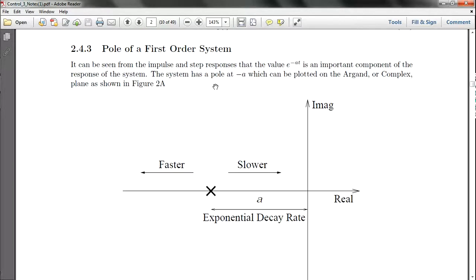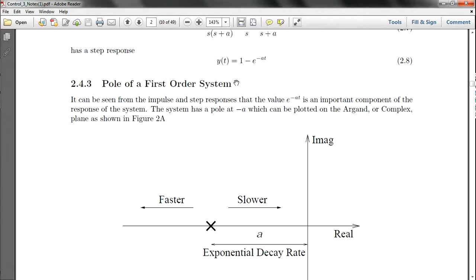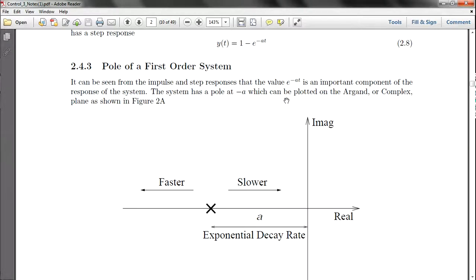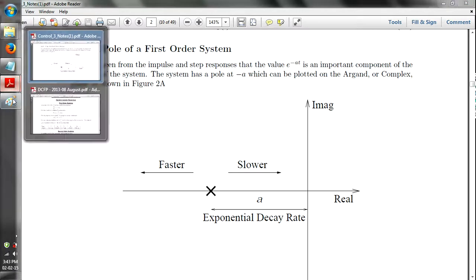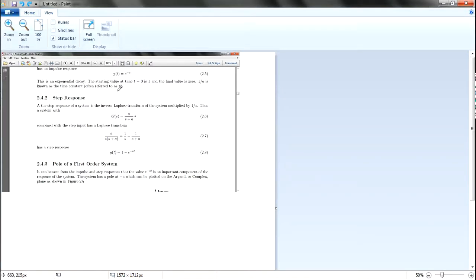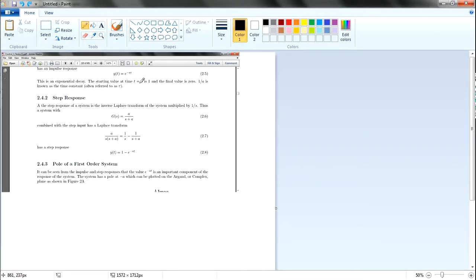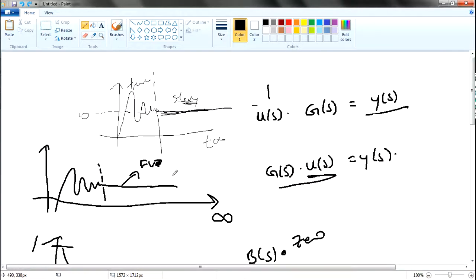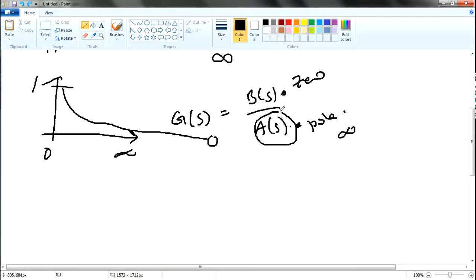So the poles of the first order system. If you remember, what is a pole? A pole is whatever makes the denominator 0, or makes the whole equation become infinity. In this case it's s plus a. So here we are talking about a transfer function.